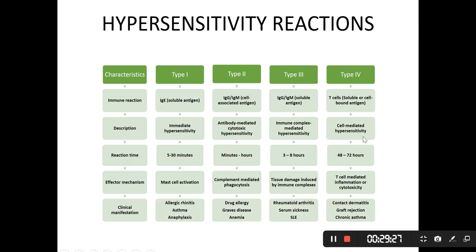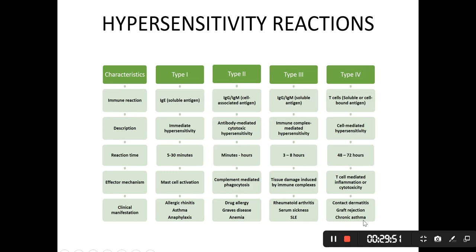Now the last one is type 4, which is called the cytotoxic one. Okay, and it is generally by the T cells, and it is a cell mediated hypersensitivity. And how much time does it take? It takes around 2 to 3 days, 48 to 72 hours. And the examples of type 4 are contact dermatitis, graft rejection, chronic asthma.